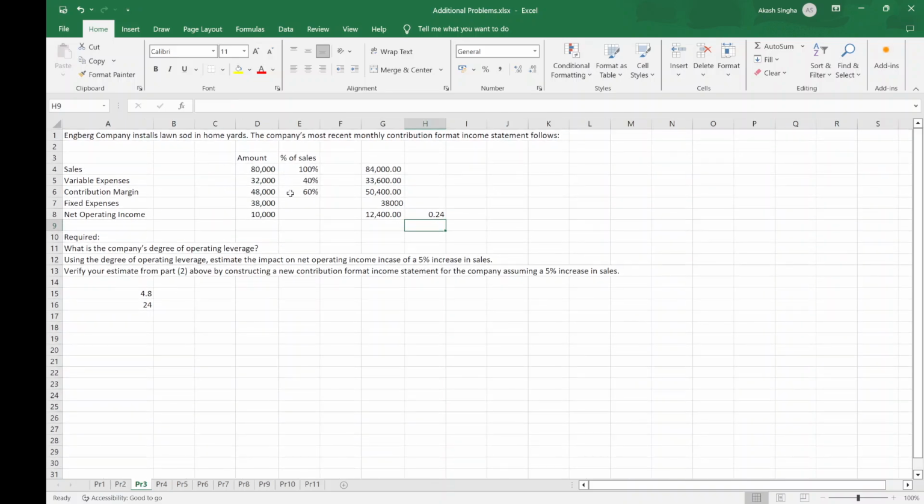What is the company's degree of operating leverage? We know it is contribution margin by net operating income, so 4.8. Using the degree of operating leverage, for a 5% increase, 5 into 4.8. Verify your estimate from part 2 above by constructing a new contribution margin format income statement with a 5% increase in sales. 80,000 with 5% is 84,000, 32,000 with 5% increase. This contribution margin will be this, total will be this.